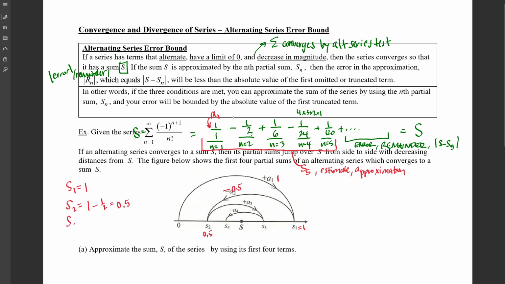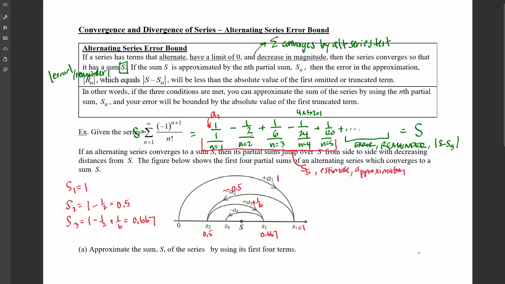And then if I get the third sum, this term plus this term plus this term, what that is 1 minus 1/2 plus 1/6. And if you put that in your calculator, you'll get 0.667. So what that means is at 0.5, when I'm at 0.5 here, if I add 1/6, then I'll get 0.667 for S3 here. So I'm bouncing back and forth, right? I'm subtracting 0.5, then I'm adding 1/6, and at S3 now I'll have 0.667.